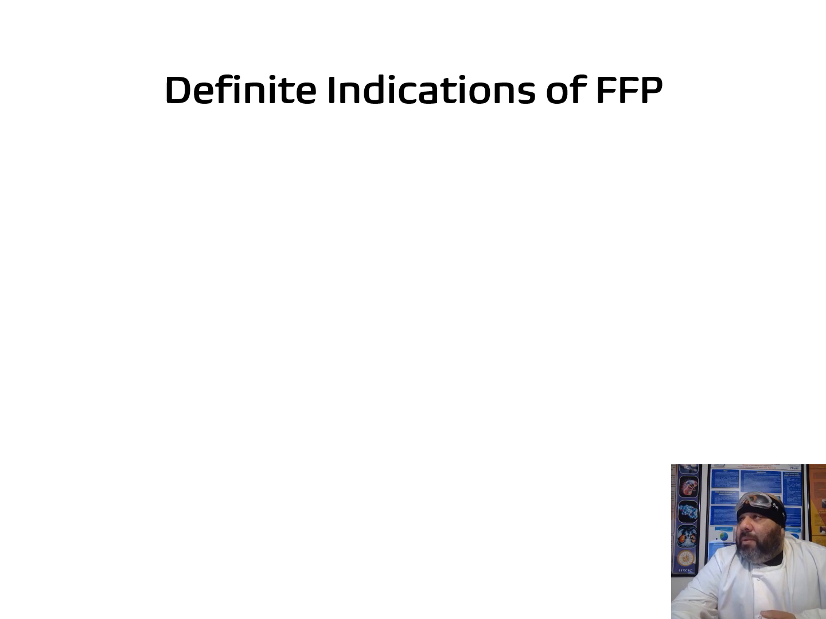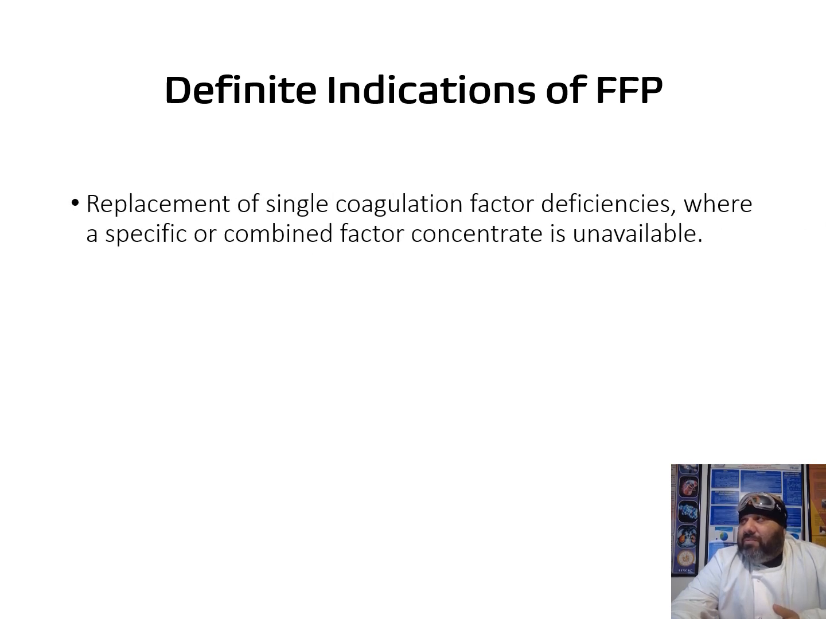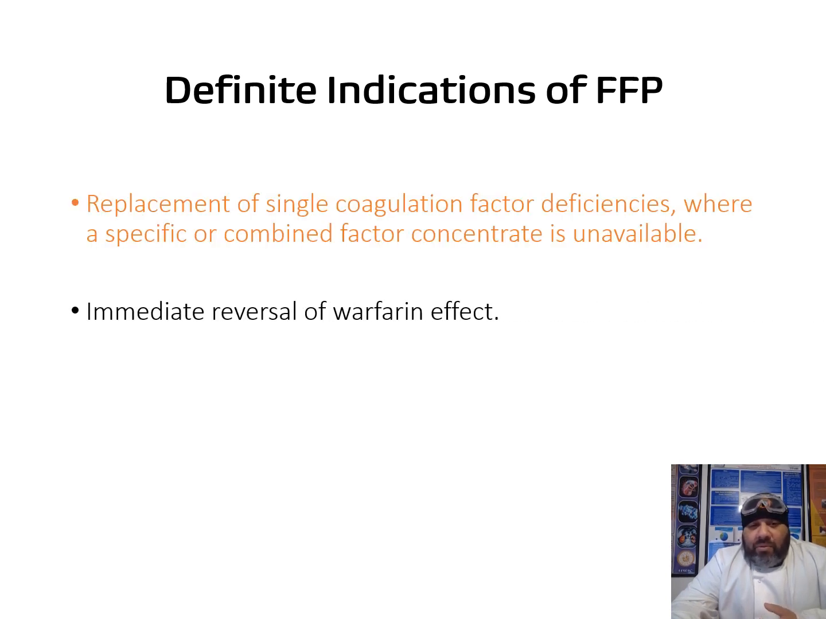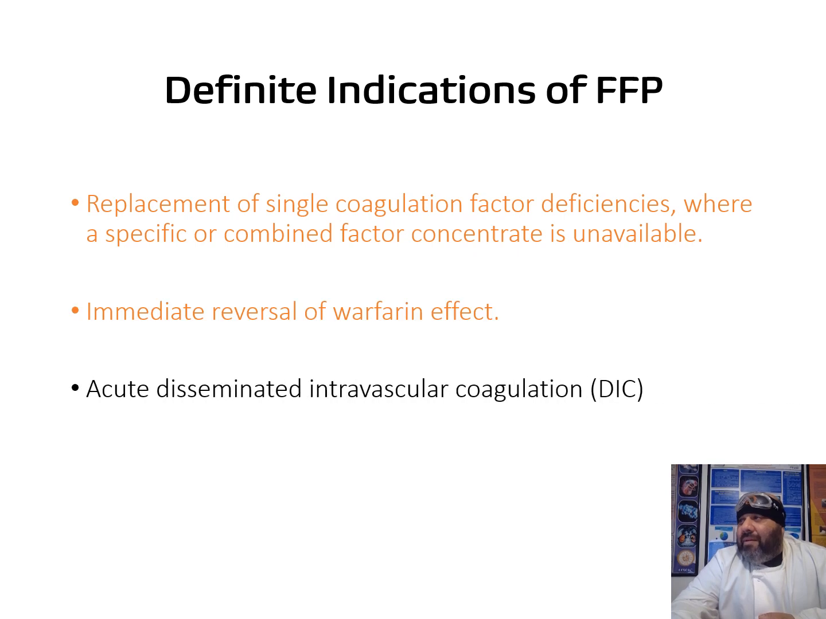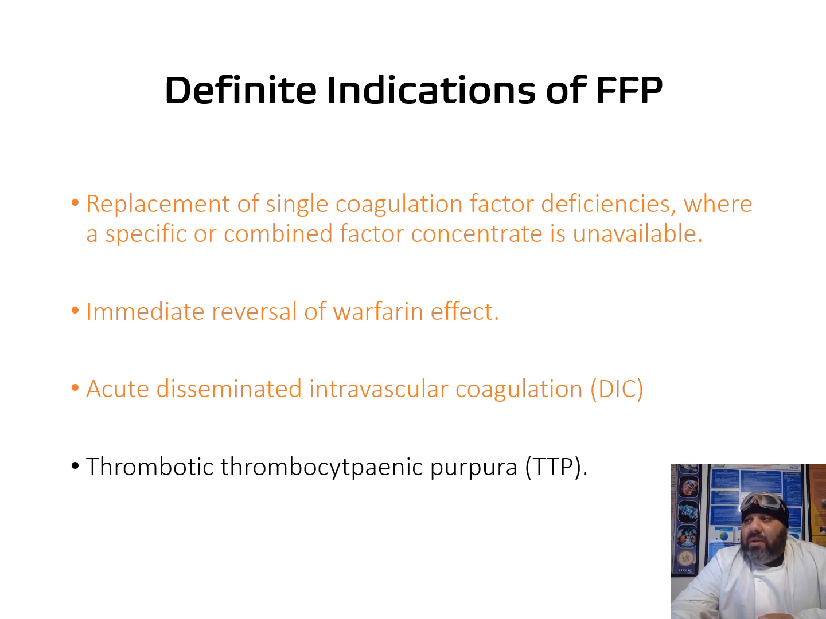Now, a little bit around the definite indications of fresh frozen plasma. So, replacement of single coagulation factor deficiencies where a specific or combined factor concentrate is unavailable, and also where there's immediate reversal of warfarin or anticoagulant effect, and also where patients have disseminated intravascular coagulation or DIC, and also a hematological condition known as thrombotic thrombocytopenic purpura or TTP.